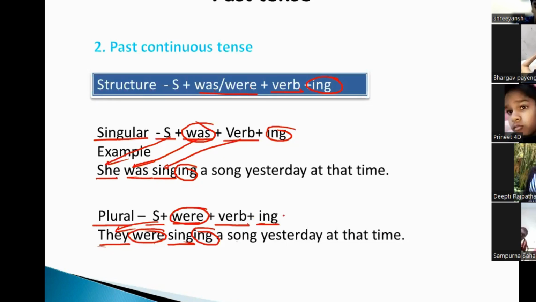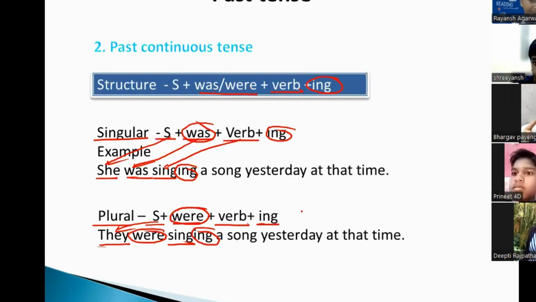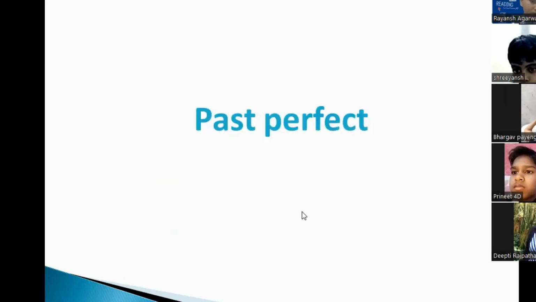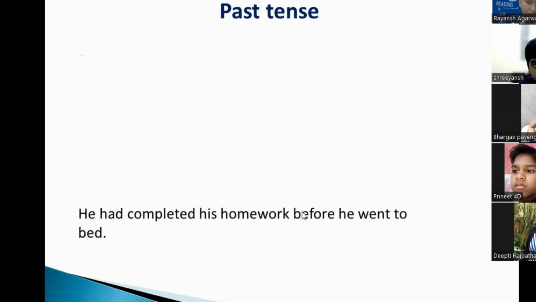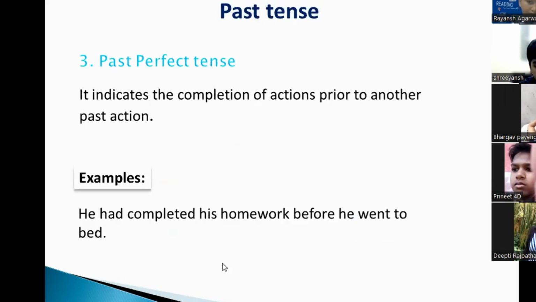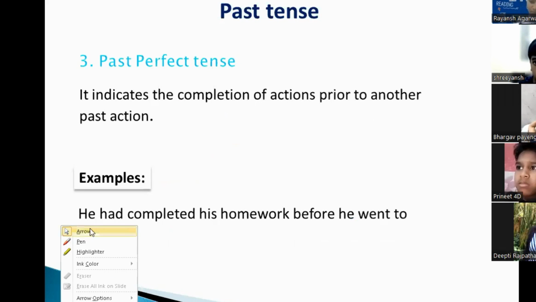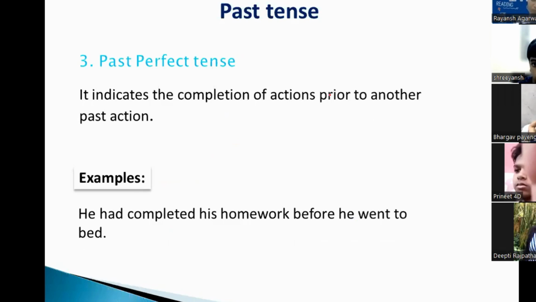Understood, everyone? Any doubt in this past continuous tense? Okay, that's good. So now let's move to the past perfect tense, the third type of tense in the past tense. So what does it indicate now? It indicates the completion of an action prior to another past action.